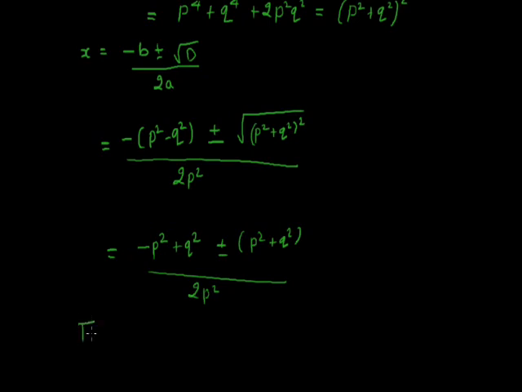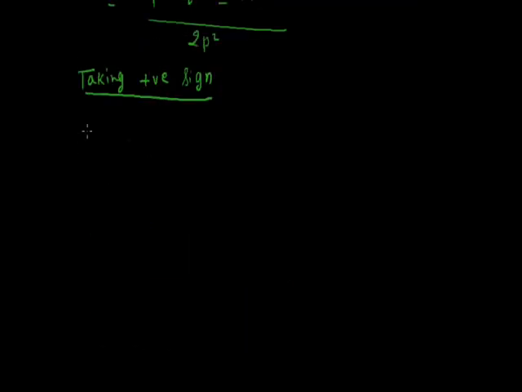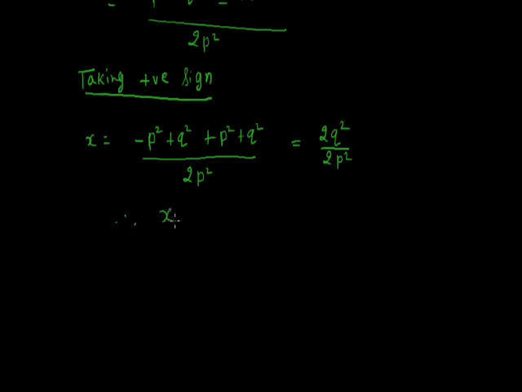Now taking positive sign, so if we take positive sign, then x will be equal to minus p square plus q square plus p square plus q square upon 2p square. So this will become twice q square upon twice p square. So therefore x is equal to q square upon p square.